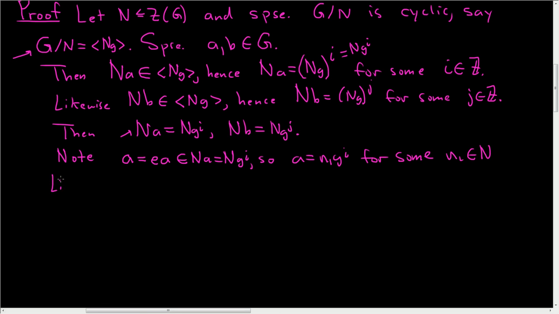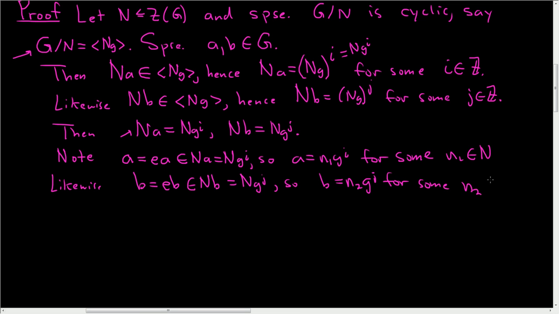Now we're going to do the same thing for b. So likewise, b is equal to eb, which is in the right coset Nb, which is equal to Ng to the j. So b is equal to n2 g to the j. It's fun to say g to the j, for some n2 in capital N. And my handwriting is deteriorating as we go through the proof.